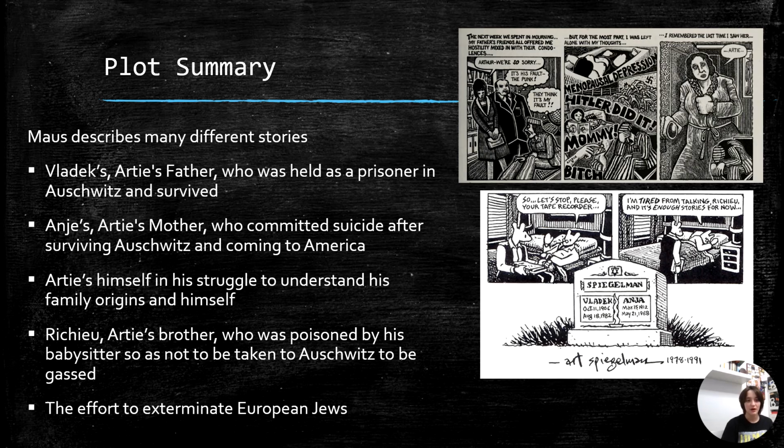Anja's story, who committed suicide after surviving Auschwitz and coming to America. Artie's story himself, so basically the writer's story. Richieu's story, Artie's brother, who was poisoned by his babysitter so as not to be taken to Auschwitz. And the historical story, the overall story, the effort to exterminate European Jews by Adolf Hitler.